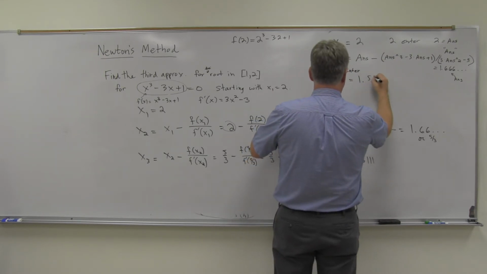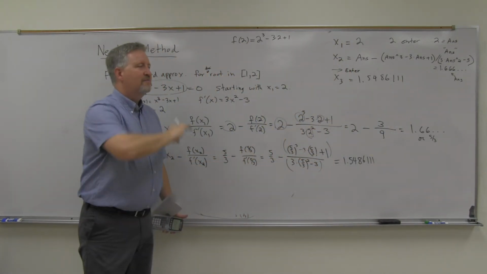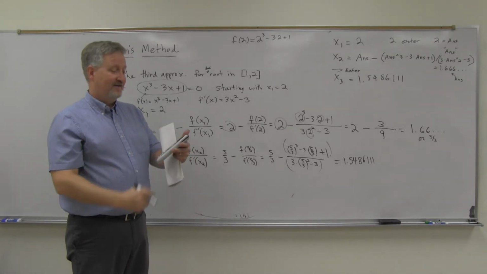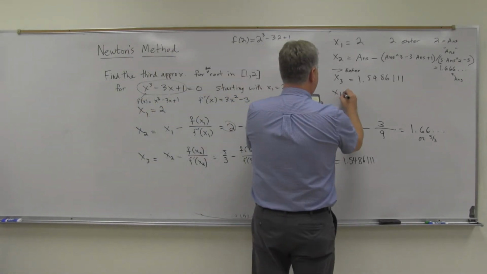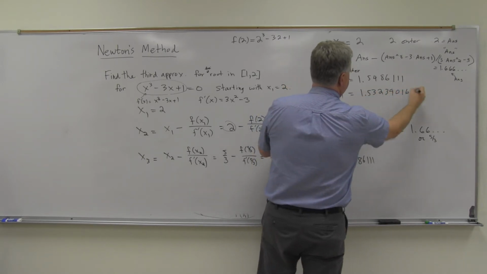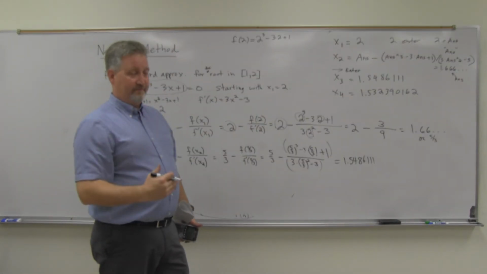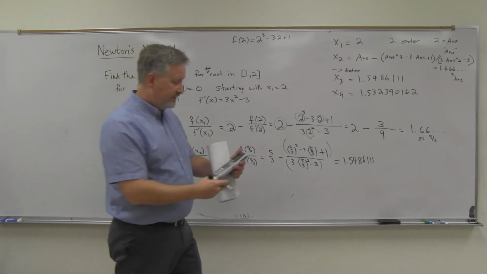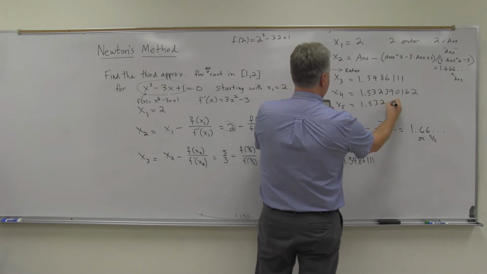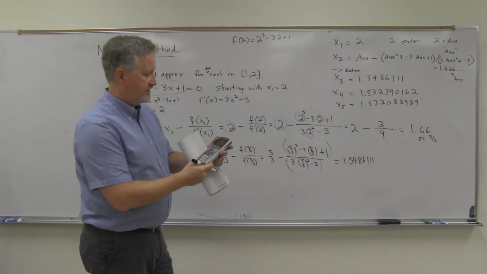Now, what this means is, this is cumbersome doing by hand, but once I get it entered like that, just keep hitting enter. So x4, hit enter again, you got 1.532390162. You see? It gives me the next better estimate. Hit enter again, x5 then is 1.532088989.